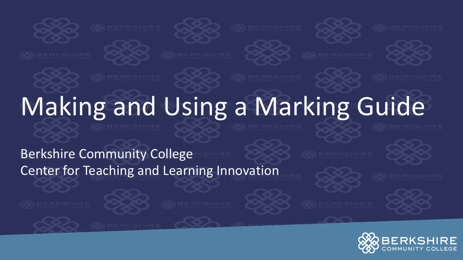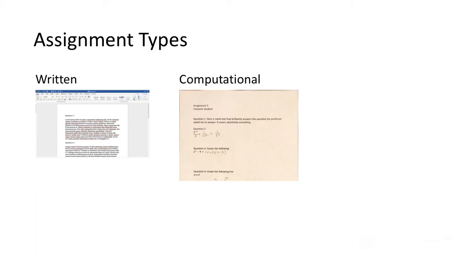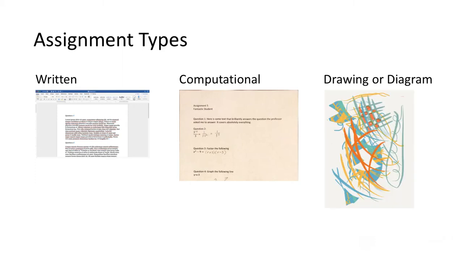This video explains how to use a marking guide, a quick way to grade material in a Moodle assignment. This allows for a variety of assignment types. You can use a written assignment, a computational assignment in math or the sciences, or even a drawing or diagram. Anything that can be uploaded to an assignment as a text document or a PDF can work with a marking guide.